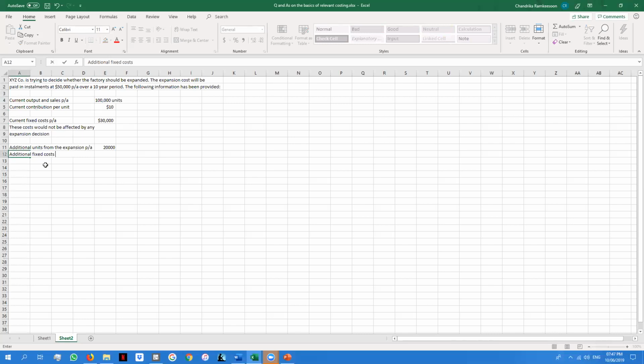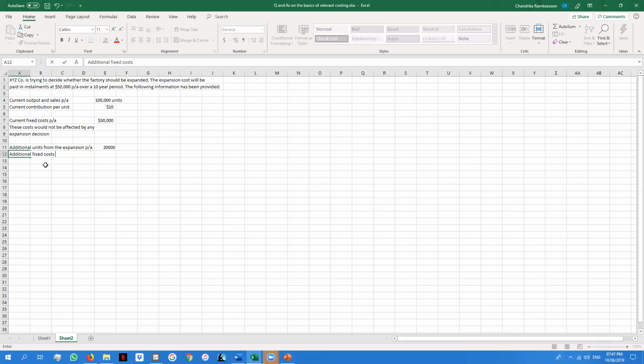Now let's see why, in this case, the additional fixed cost will be relevant. Firstly, it is a future cost to be incurred as a result of the decision. Secondly, it will be affected by the decision, meaning if XYZ decides to go ahead with the expansion, they will have to pay the fixed cost. If they do not go ahead, they will not pay the fixed cost. So it's a future cost which will be affected by the decision. Clearly, it's a cash flow because additional fixed costs will have to be incurred.